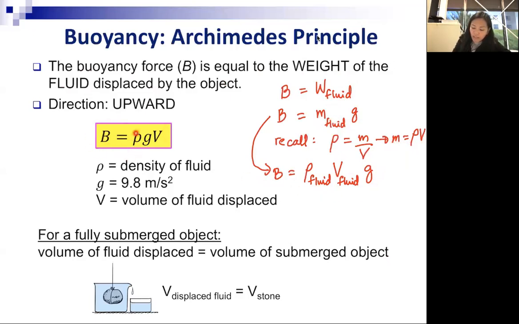Just remember that in this equation, density refers to the density of the fluid, and volume refers to the volume of the fluid displaced. It's not the density of the object in the fluid, and it's not the volume of the object that's in the fluid. It's actually the density and the volume of the fluid. The only exception is when the object is fully submerged, because then the volume of the fluid displaced is equal to the volume of the submerged object.